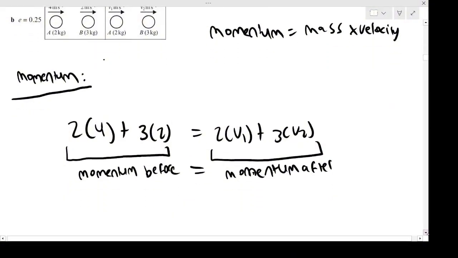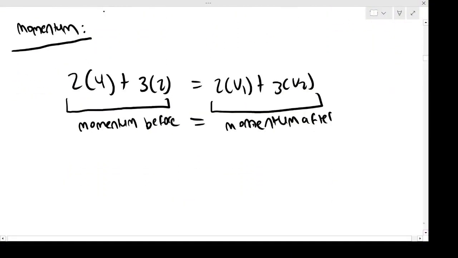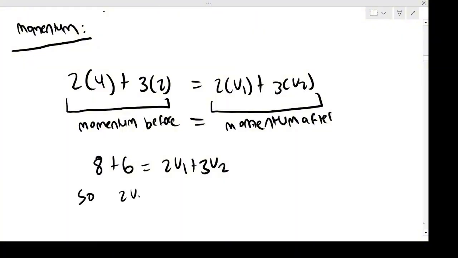So let's simplify this equation now. 2 times 4 is 8, and 3 times 2 is 6. That's going to equal 2v1 add 3v2. So we can simplify this to 2v1 add 3v2 equals 14. So we get this equation here.